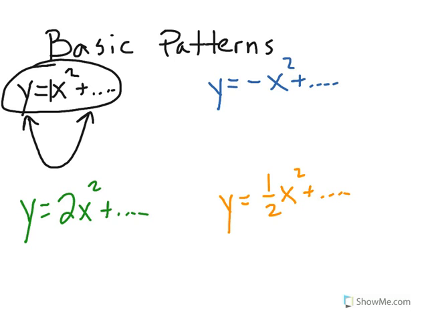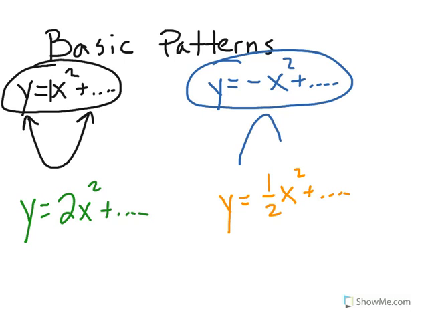Now let's take a look at some changes that would happen. If I look at this equation, the only thing that's different is I have a negative in front. A negative just means it goes from what we call a smiley face, a smiley function, to a frowny one. It's still the same U shape. It's the same basic width, same basic everything. It just flips to a negative. So it points down.